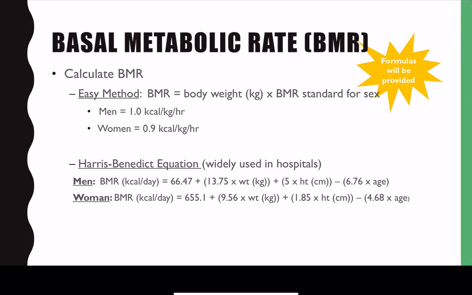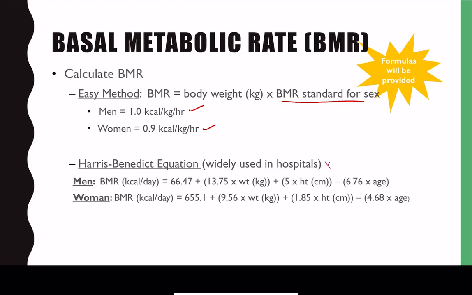Because basal metabolic rate is such a large proportion of our total energy expenditure in a day, when you are looking at someone's total energy usage and their weight loss goals, it can be helpful to calculate their basal metabolic rate. So a very easy method is to just take their body weight times a BMR standard for their sex. Basically, for men it is just their body weight, and for women it is times 0.9. It's not very accurate, but it gives you kind of a ballpark.